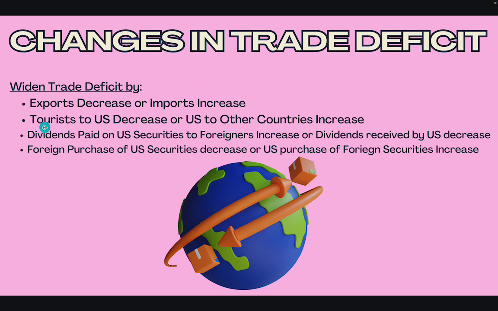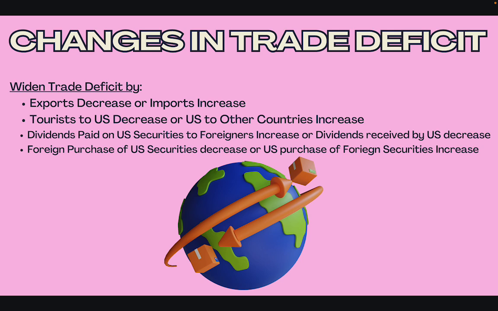Now let's think of this. If the number of tourists that come to the United States decrease, when tourists come, they spend money, or the number of U.S. tourists going to other countries increase, they're taking the American citizens' money and spending it in other countries. Okay, so if we have less people coming in, less people bringing us money, more people going out and spending their money in other countries, both of these widen the trade deficit. Here's another way.